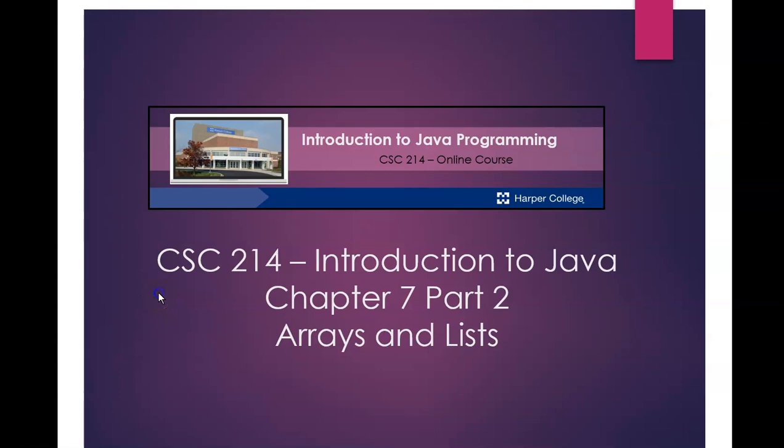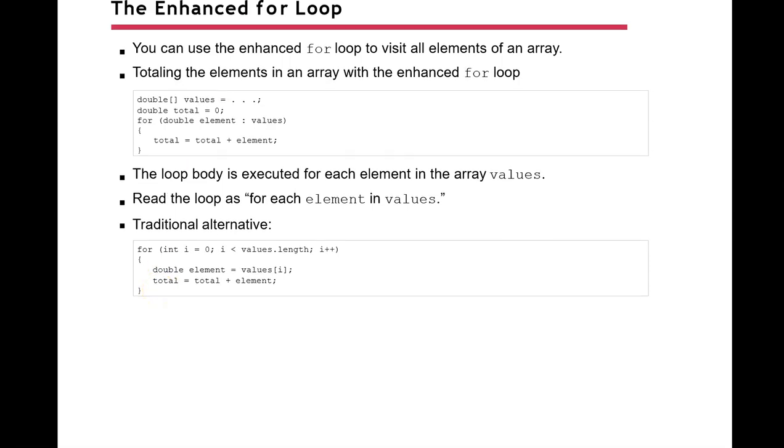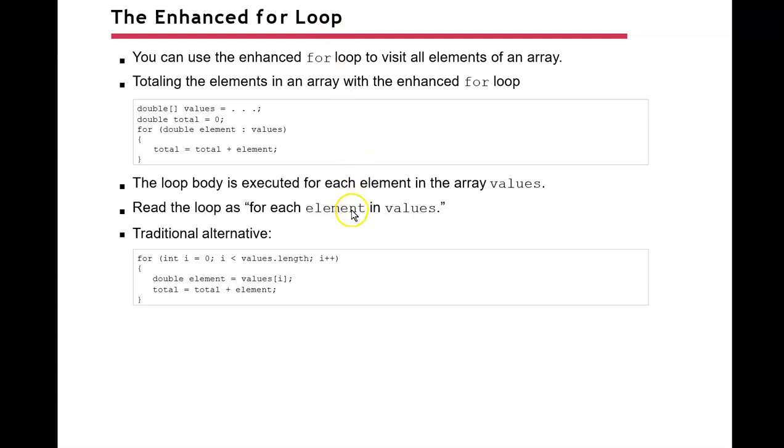Welcome to part 2 of chapter 7, focusing on arrays and lists. So what we're going to talk about now is the enhanced for loop. The normal for loop uses indexes to iterate through items. The advanced for loop is more elegant in that it actually iterates through the items directly.